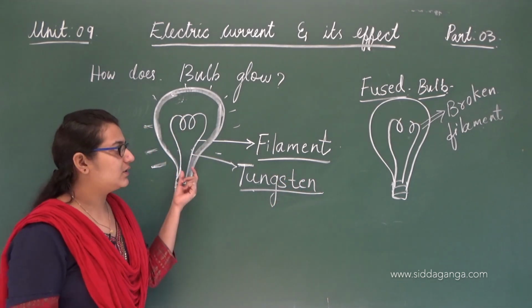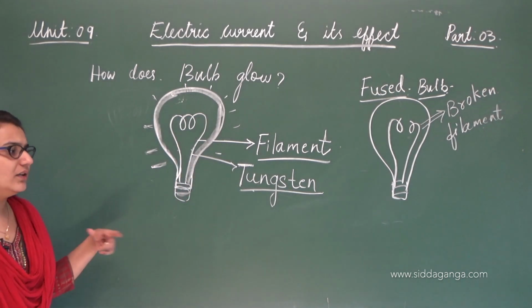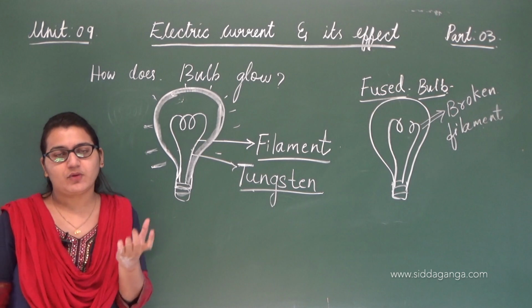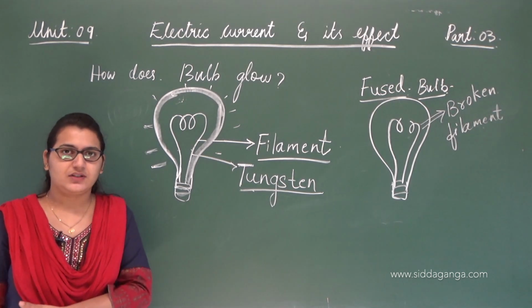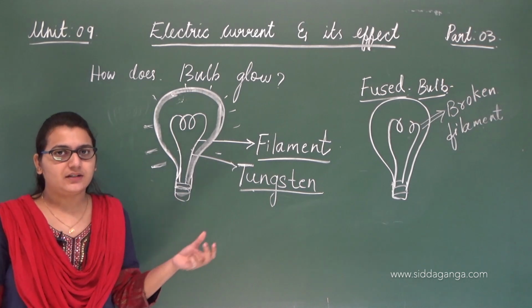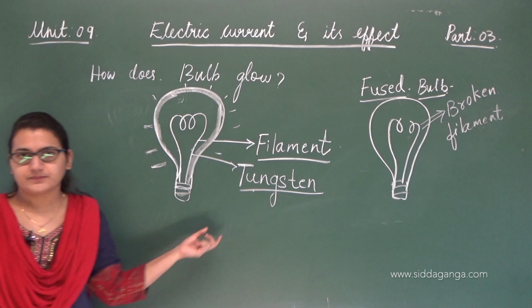The filament is the one which provides us the light, and it is made of a material which should have a high melting point and should not get oxidized easily. That means it should not react with oxygen easily, and the metal we use for making a filament is tungsten.